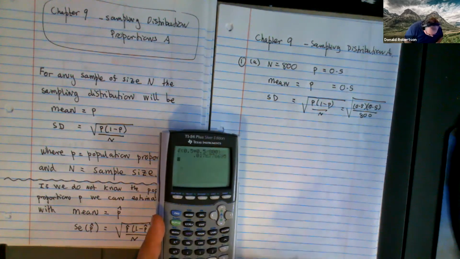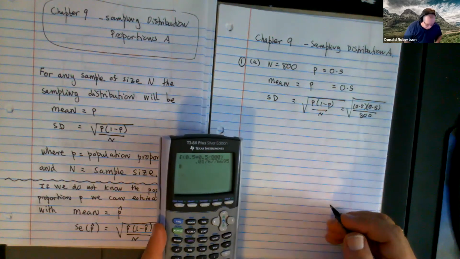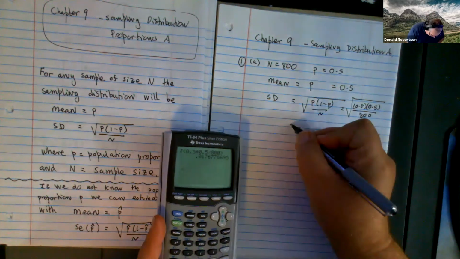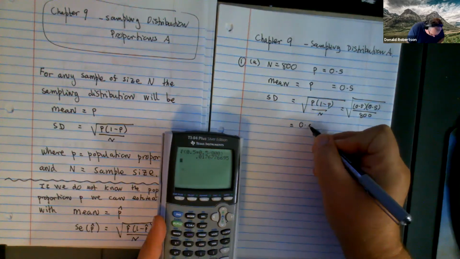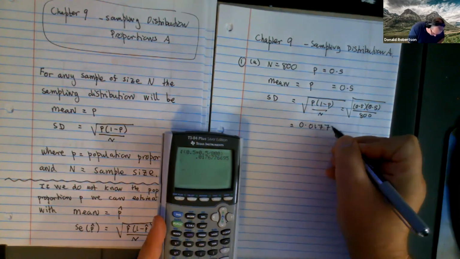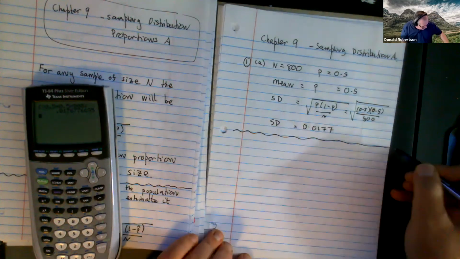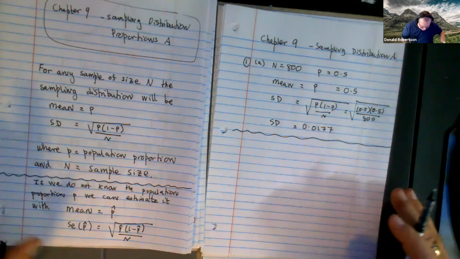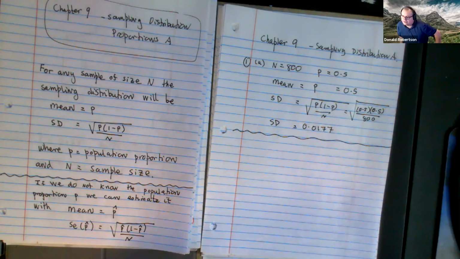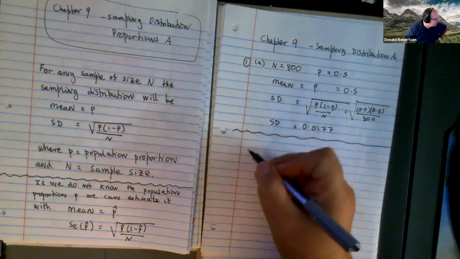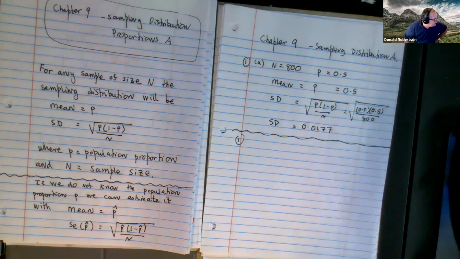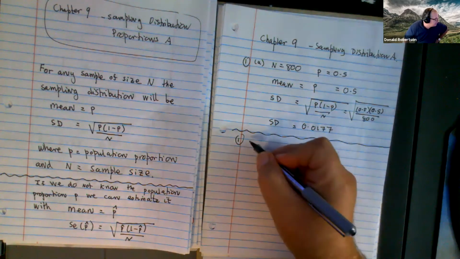And the answer, to 4 decimal places, because that's what they asked for, is 0.0177. And at this point, they don't ask you to describe why you're doing it or even what this tells you. They're just asking you to calculate it. Are we good? Basically, that's what question 1 is about. And that's what question 2 is about.